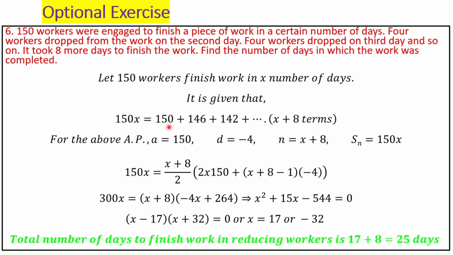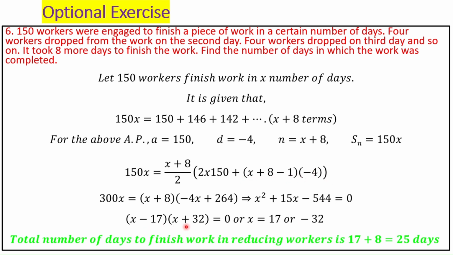Total work is equal to 150 into 1 plus 146 into 1 plus 142 into 1, like that up to X plus 8 terms, right? Because they worked 8 days more actually, so X plus 8 days. Okay, so now for this AP, A equal to 150, D is equal to -4, N is X plus 8, Sn is 150X. So you substitute all the values, what you will get is 150X equal to X plus 8 by 2 into 2 into 150 plus X plus 8 minus 1 into -4.